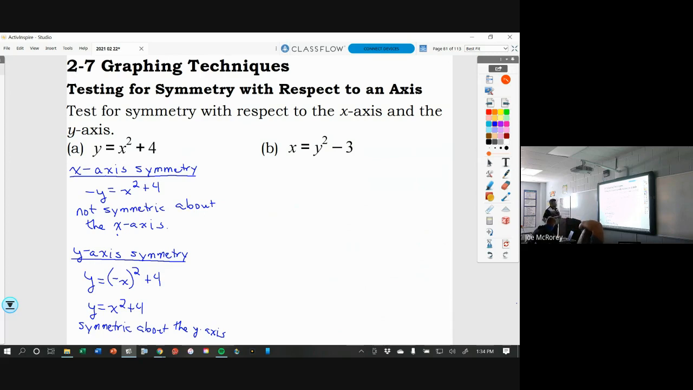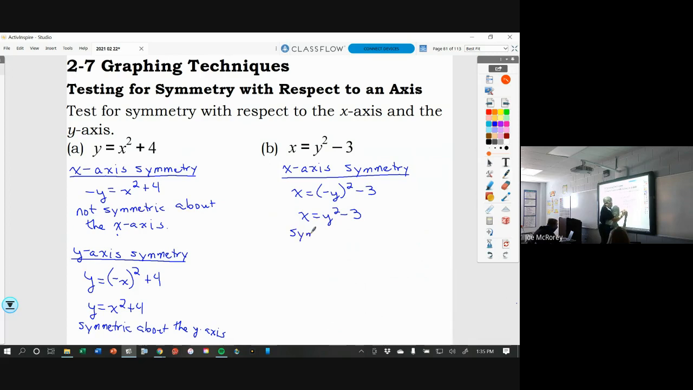Part B. We'll check for x-axis symmetry. How do I check it for x-axis symmetry? Turn the y into a negative y. So x equals negative y squared minus 3. Simplify. X equals y squared minus 3. Are they the same? Yes. They're the same. So what's that tell us? It's symmetric about the x-axis. Okay.